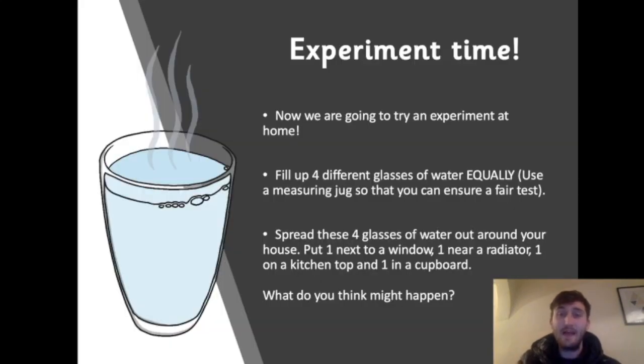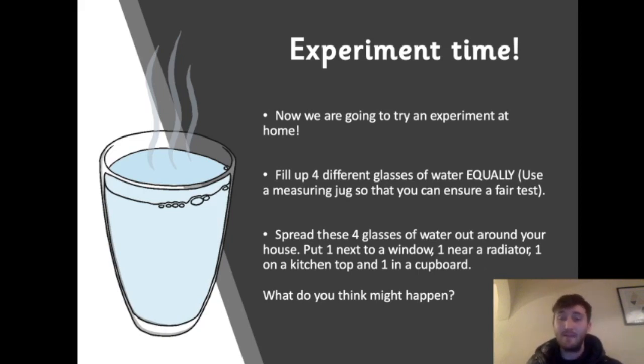So now, I want you to have a bit of an experiment at home. I want you to fill up 4 different glasses of water equally. At my house, I'm going to use a measuring jug so that I can ensure it's a fair test. For example, I might use 200 millilitres of water in each of my 4 different glasses. Once I've done that, I'm going to spread the 4 glasses of water out around the house.